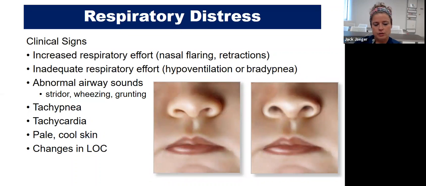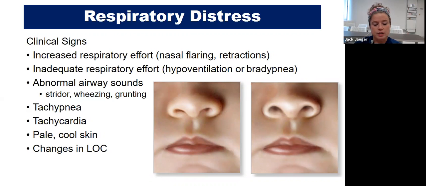Clinical signs that you're going to want to assess for is increased respiratory effort. In children, you're going to look at nasal flaring. You're going to look for intercostal, subcostal, suprasternal retractions. You want to look for inadequate respiratory effort, hypoventilation, or breathing that's not fast enough to maintain their oxygenation. You want to listen for abnormal airway sounds, for example, stridor, wheezing, or grunting.